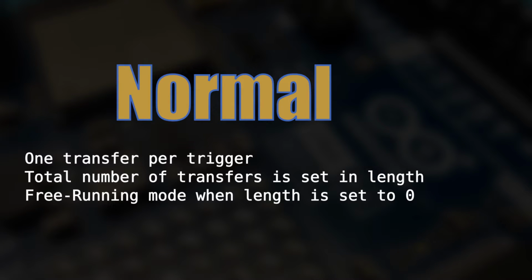In normal mode, one transfer is made for each trigger event. The total number of transfers is set in the length parameter. If length is set to 0, the number of transfers is unlimited and it goes into free running mode, but this only works in normal mode.